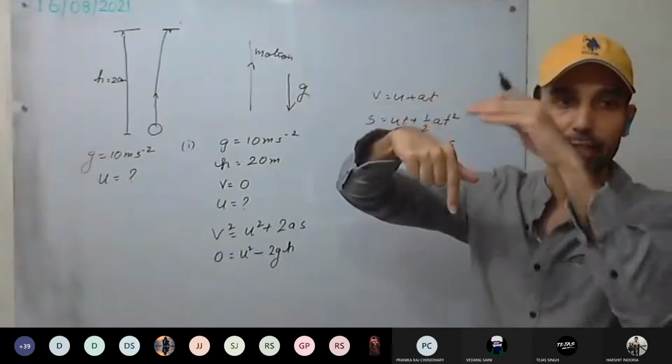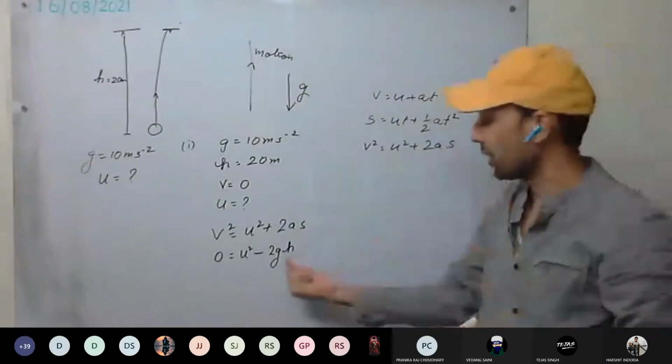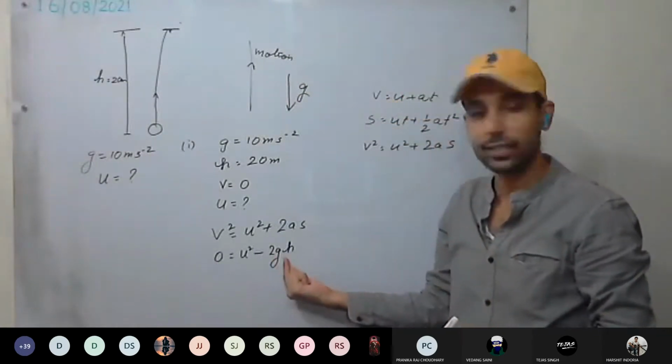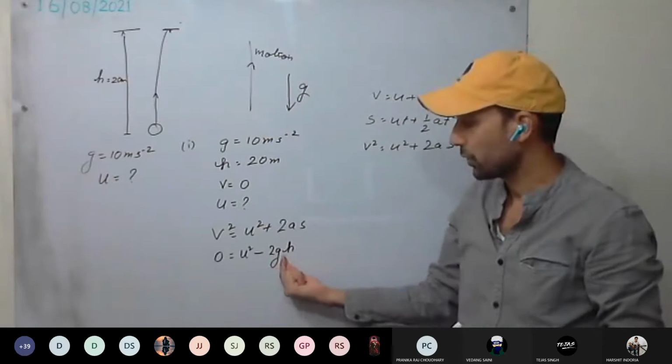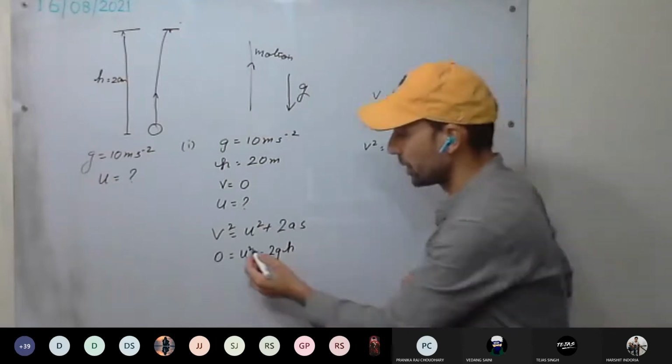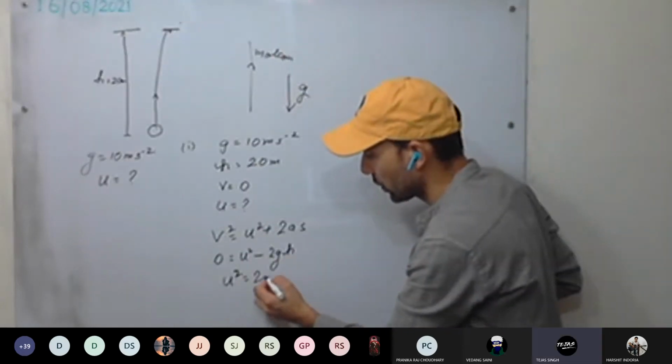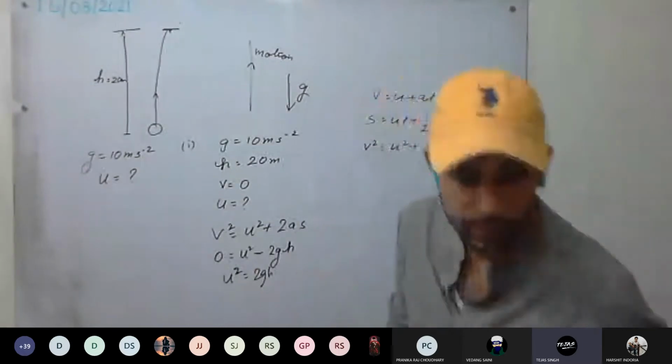Acceleration is in this direction. It means each second the velocity is reducing. Therefore, minus g we have to take. It is retardation. Understood now? So U square equal to... No, sir. Sir, can you explain one more time?